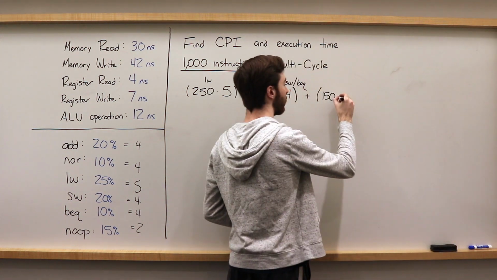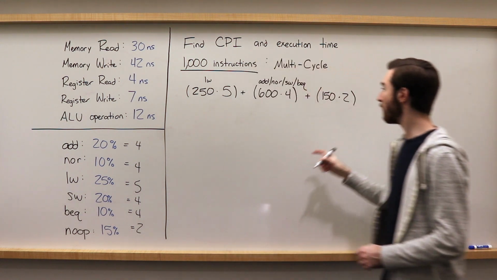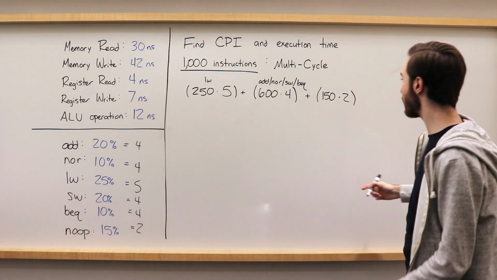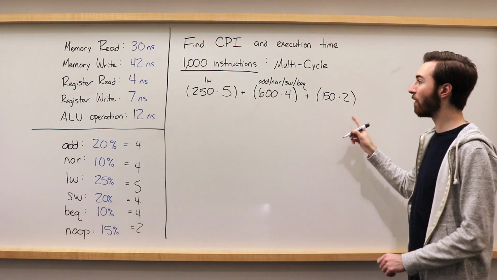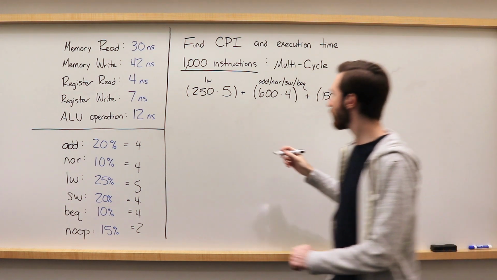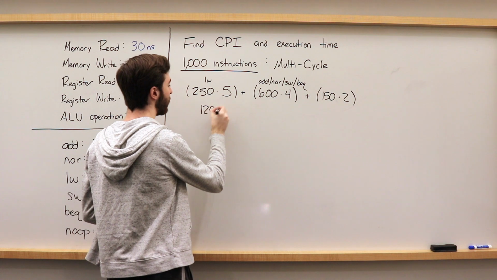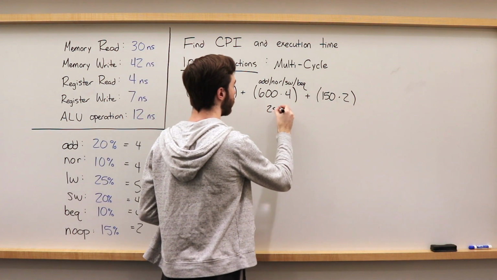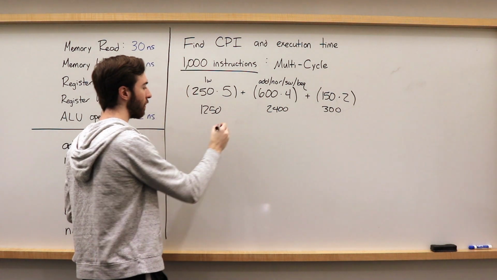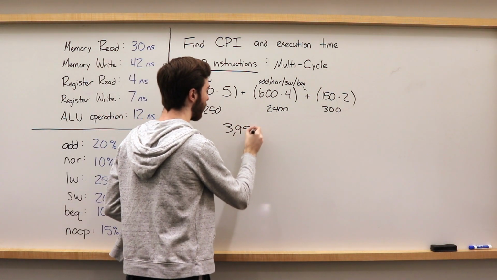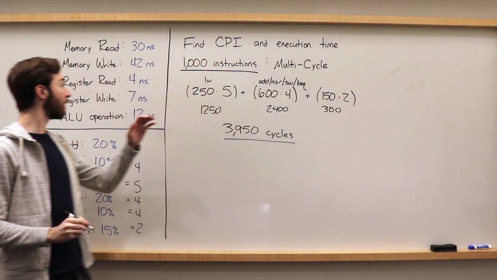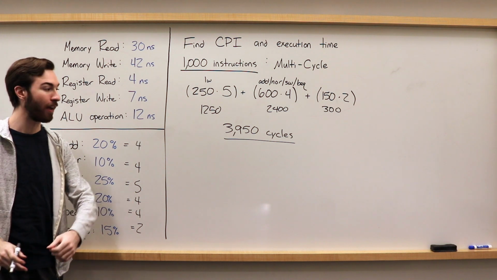150 instructions contribute just 2 cycles to our total. And if we calculate all this together, we will get the total number of cycles that the program takes to execute on the multi-cycle data path. And that is 1250 plus 2400 plus 300 is 3,950 cycles to execute this program on the multi-cycle data path.